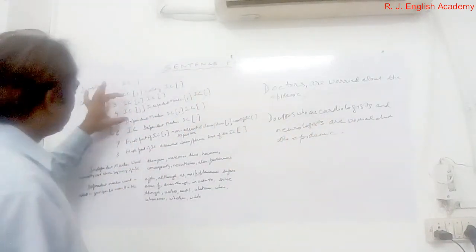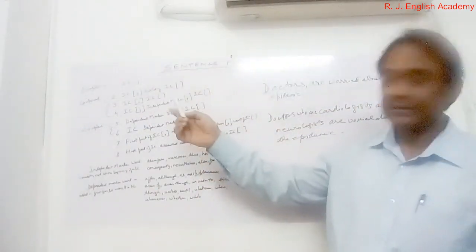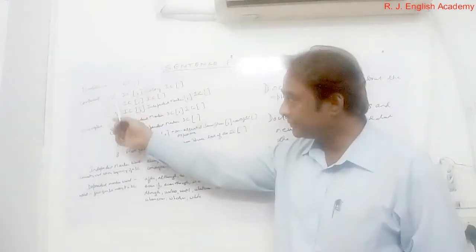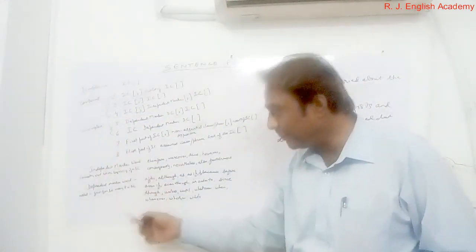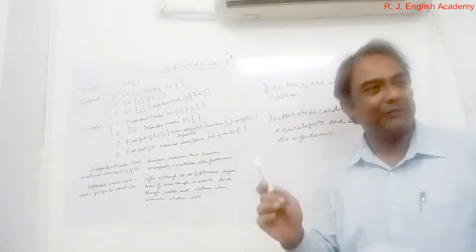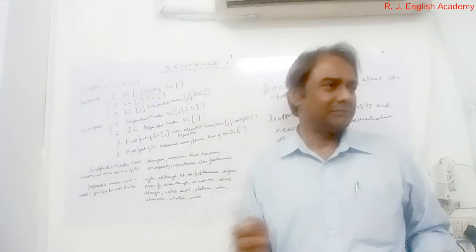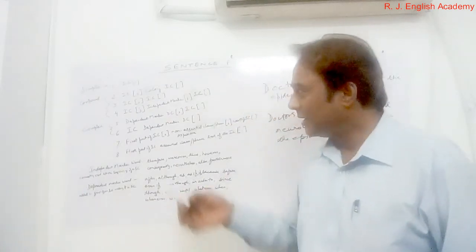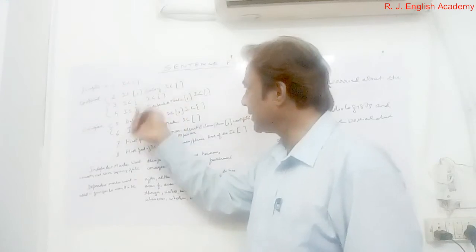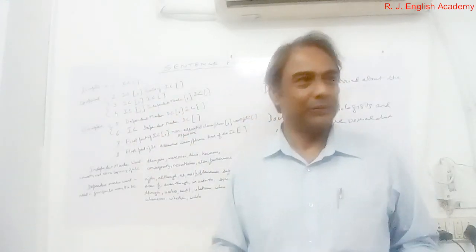Now, combinations of these three patterns, compound and complex, result in many patterns, say 9, 10, 11, 12. You can go on making them. They are compound complex sentences or complex compound sentences. But they essentially follow these punctuation rules only. They don't follow any other rule.